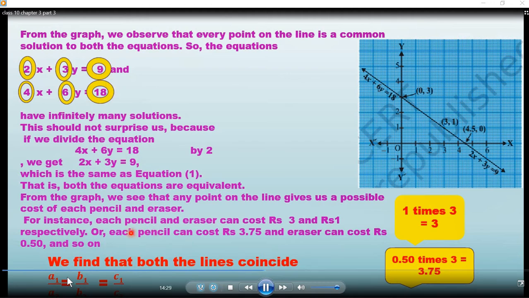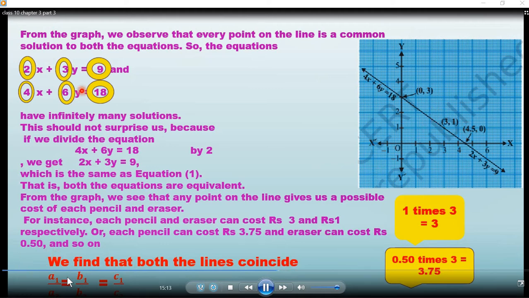Now we can say, for instance, that if the cost of one pencil is rupees 3, which solution are we talking about? 3, 1. So if the pencil is rupees 3, then the cost of eraser is rupees 1. We are using this as the solution over here. Then if you are replacing x with 3 and y with 1, we are getting the solution 9 and 18. Similarly, if the cost of pencil is 3.75, then definitely the cost of eraser will be 0.50. 0.50 into 3 is 3.75. The same solution we are using.